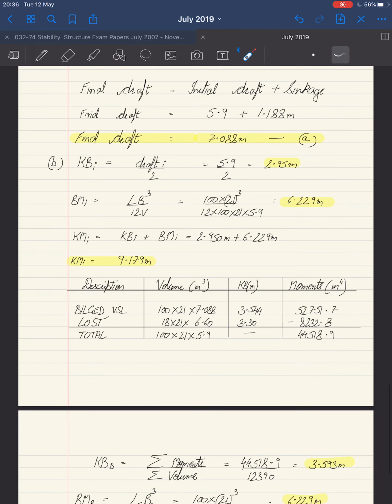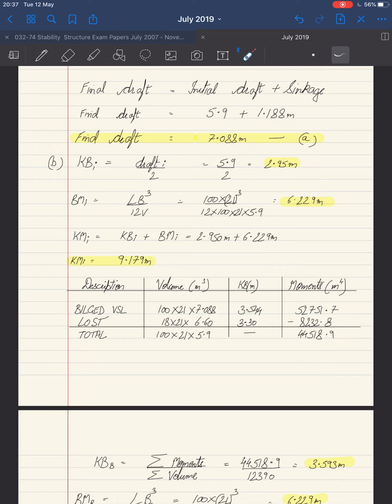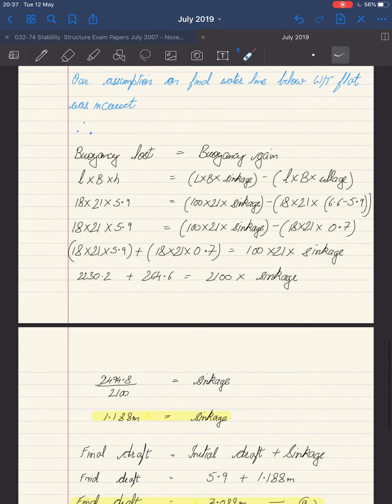Now we'll solve for calculating KB in the bilged condition. Now it is of utmost importance to know when we can use the formula draft divided by 2 and when we need to make these kind of tables. As a thumb rule, to understand this, we need to go back to our drawing.